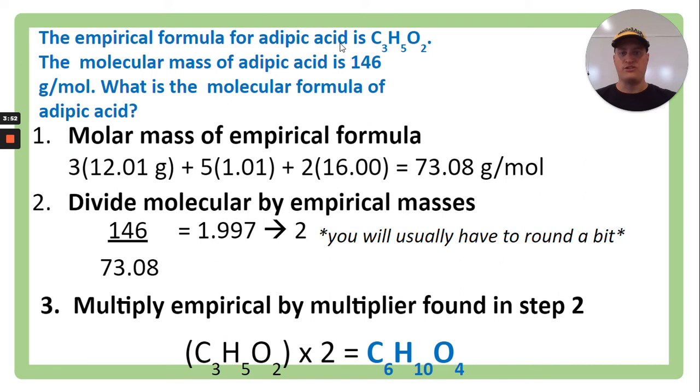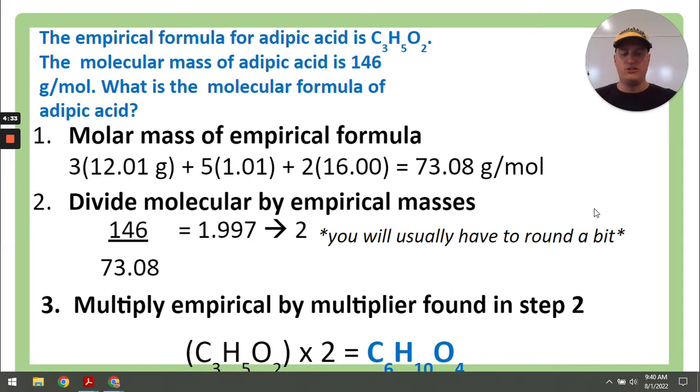So let's take a look. Same adipic acid, right? Let's just work it in reverse. The empirical formula is this. The molecular mass is given. You could also calculate it if need be. What's the molecular formula for this? I can see that the empirical formula has this molar mass, while the molecular is 146. Divide the big one by the small, you get roughly 2. You usually need to round a bit because, of course, all molar masses are rounded. So I'd multiply times 2, and I get my molecular formula. Molecular mass is either going to be equal to or larger than your empirical mass.